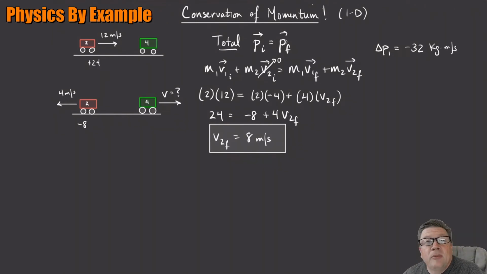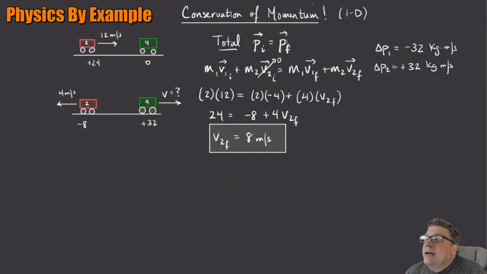So whatever one of them lost, the other one had to gain. Initially, the other one has 0. And finally, what we said was this thing is going at 4 times 8, which is plus 32. So sure enough, the first one lost 32, and the second one gained 32 kilogram meters per second. So it's another way to look at it. Both really say the exact same thing. But it's almost sort of like a monetary transaction, right? Money might change hands, but the total amount of money in the system better stay the same. It's just that it might have changed hands between you and someone else.